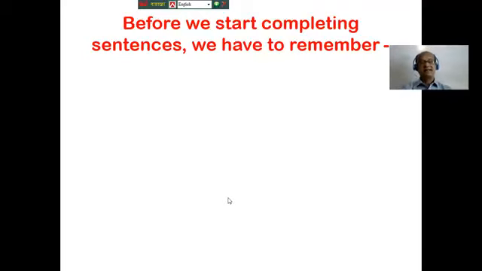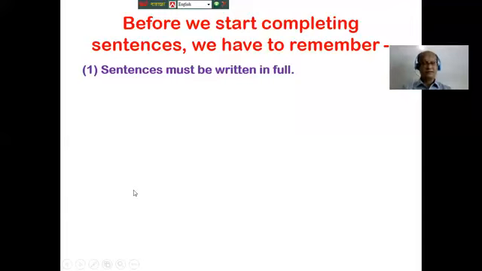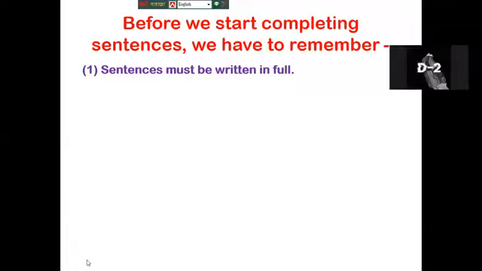Okay, before we start completing sentences, we have to remember some of the points in the exam hall while answering this particular question. Now, sentences must be written in full. What actually happens? Many of you, or some of you, are too lazy to write the full sentence in your exam copy. So you end up scoring 0 marks.